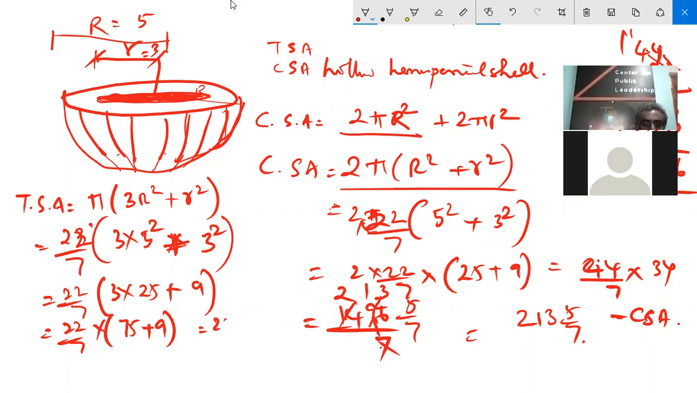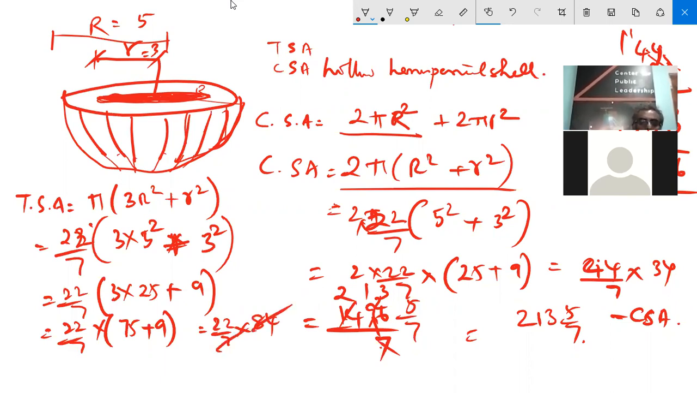75 plus 9, how much? 83, sir. 75 plus 10, how much? 85. 85 minus 1, how much? 84. Right.